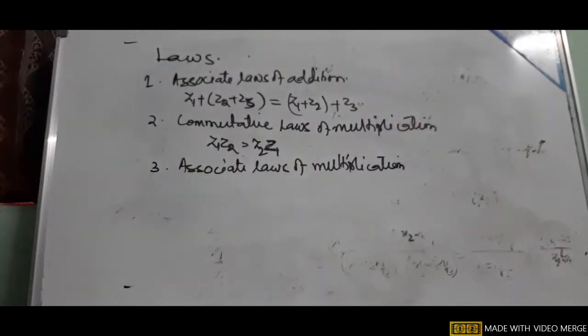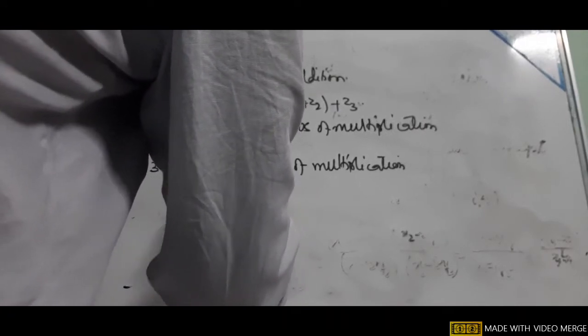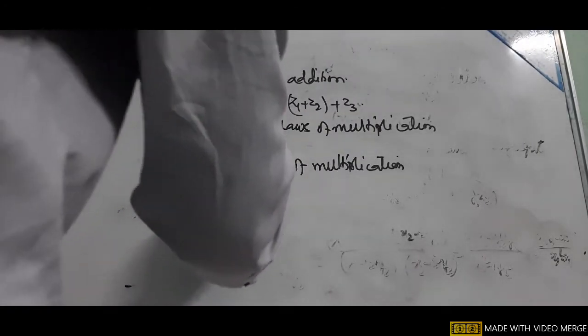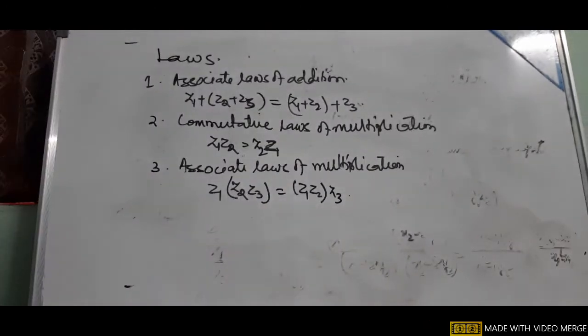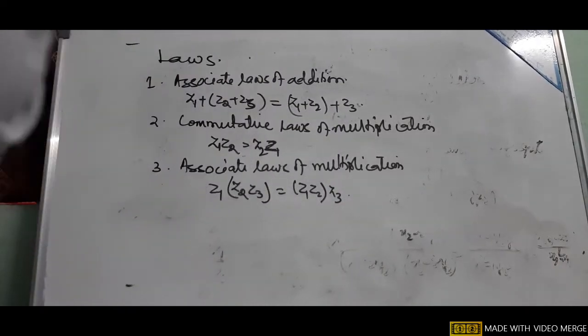If you have three complex numbers z1, z2 and z3, and z2 and z3 are multiplied and then multiplied with z1, then if we change the order of the multiplication, multiplying z1 with z2 first and then multiplying with z3, the two results become equal. So that is known as the associative law of multiplication.